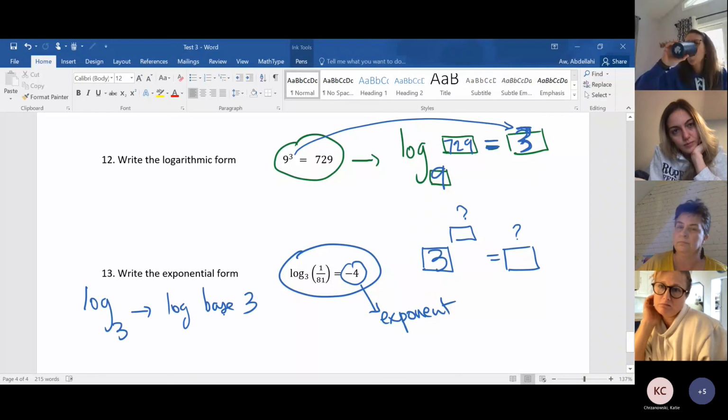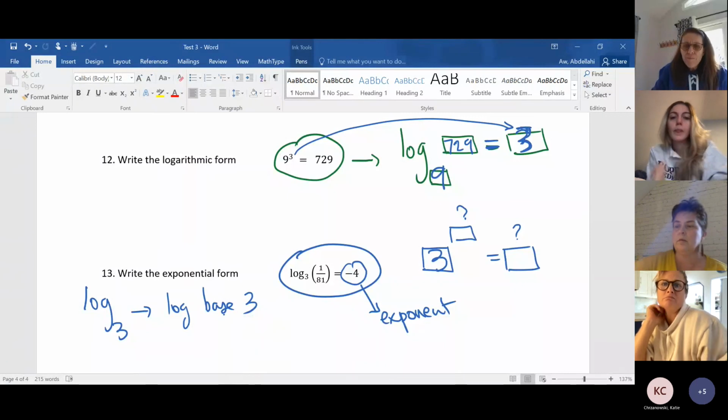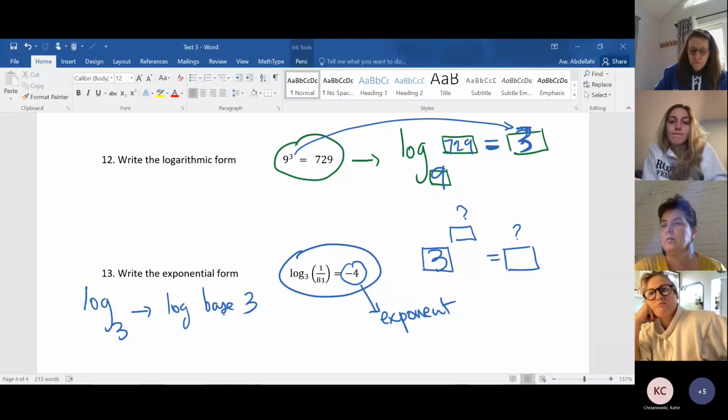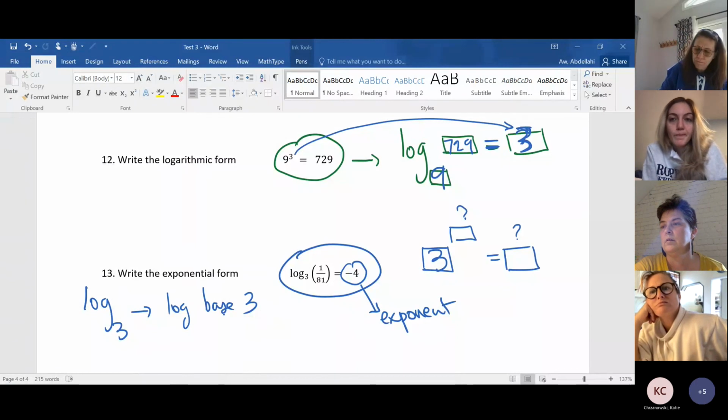Okay, so between the two cases, what to put here, we remember that the outcome of the log, the value of the log, is always the exponent, right? Where am I going to put the -4 then? On the right side or as an exponent? Exponent. So the -4 is the exponent right here.